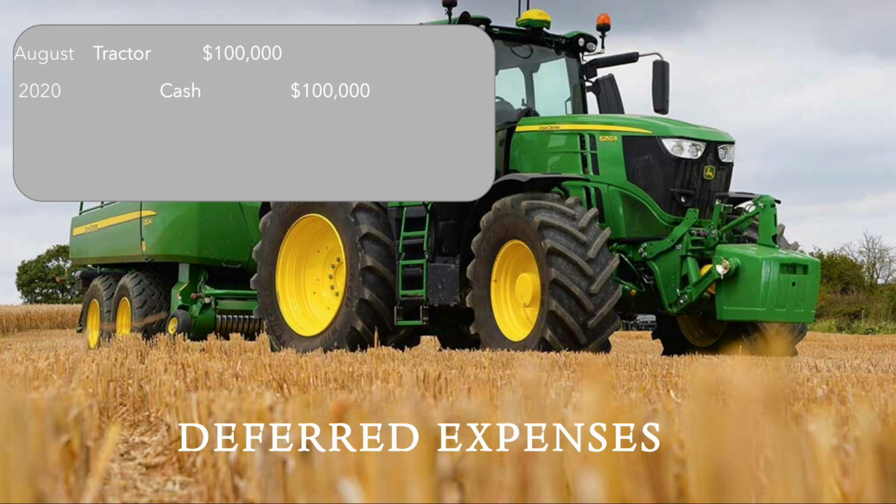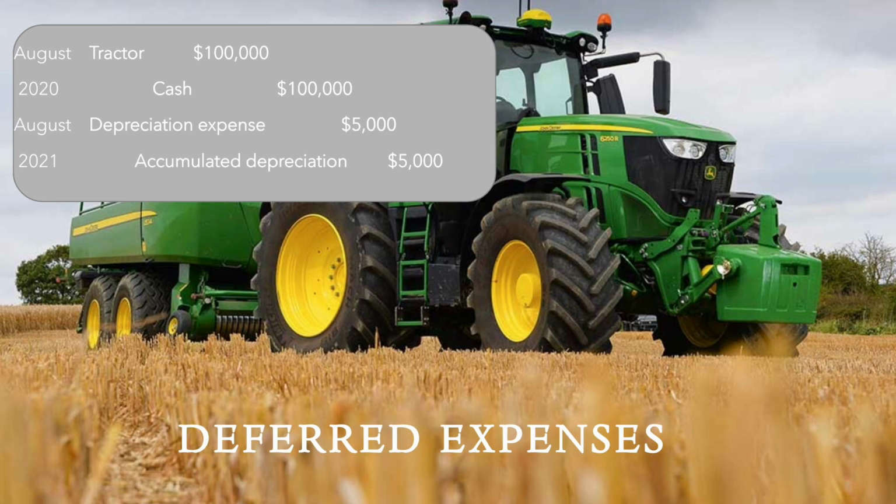To illustrate this, in August of the first year, we would credit cash and debit the tractor for the price paid for the tractor. In August the following year, we would debit depreciation expense and credit accumulated depreciation, the $5,000 that the tractor had lost in value. Depreciation expenses are classified as deferred expenses, as the cash is paid before the expense is incurred.